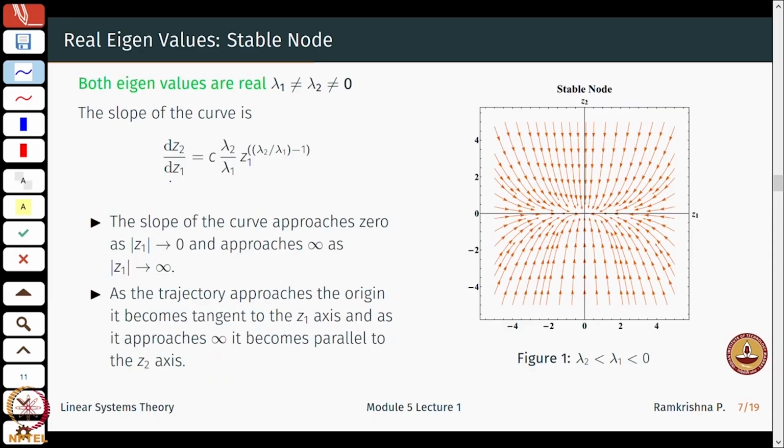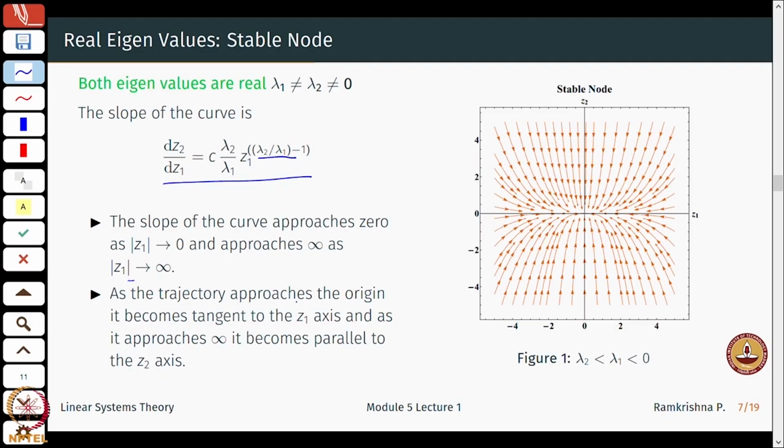So, from my equation relating Z1 and Z2, I can compute the slope of this line, right. So, how does Z2 change with respect to Z1, right? That is what we want, the derivative is essentially the slope of it. So, this is a positive number. Okay. The slope of the curve, so it is easy to check from here that the slope of the curve approaches 0 as Z1 goes to 0. Second is the slope approaches infinity as Z1 goes to infinity, right. That is what is happening here, right.